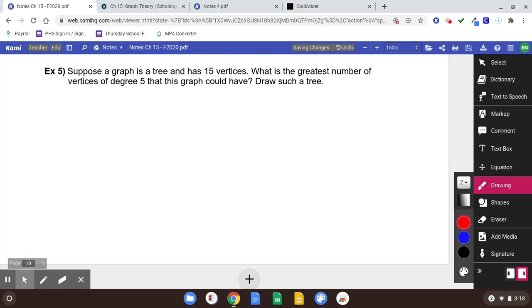Number 5. Suppose a graph is a tree and has 15 vertices. What's the greatest number of vertices of degree 5 that this graph could have? Draw such a tree. All right. This is pretty tough. You might do it by trial and error, but there are a couple of things that we can talk about here. If there are 15 vertices, then that means we'd have 14 edges.